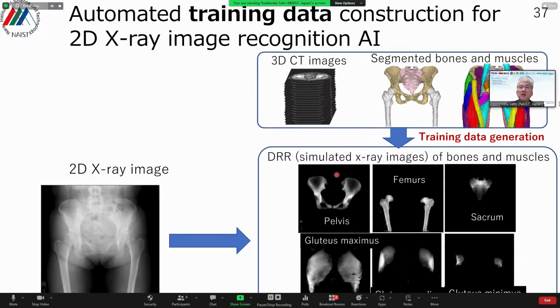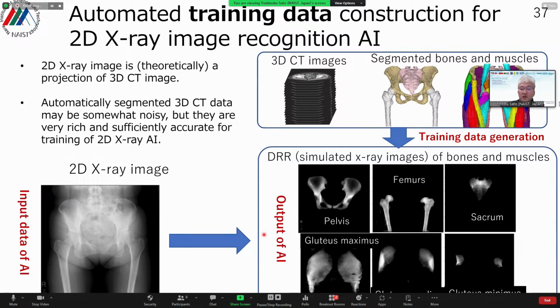And then we generated so-called DRR, digitally reconstructed radiographs. These are actually simulated X-ray images of each bone and muscle. This is the pelvic bone simulated X-ray. This is the muscle. This is the femur bone simulated X-ray image. Actually, this image should be the summation of these images. So given these images, we can train a deep learning model to decompose it into these individual simulated X-ray images.